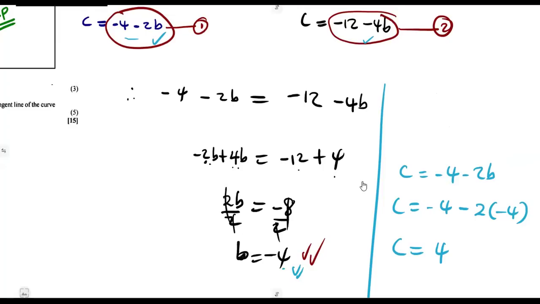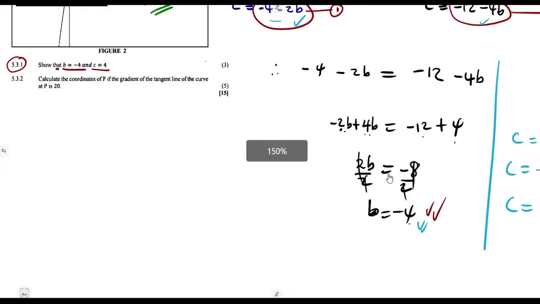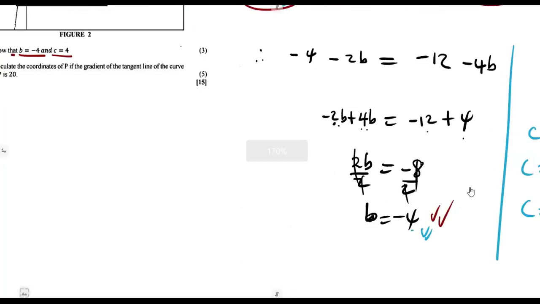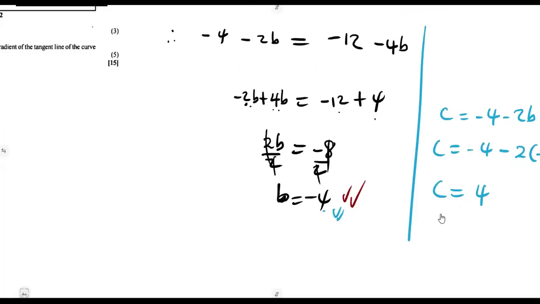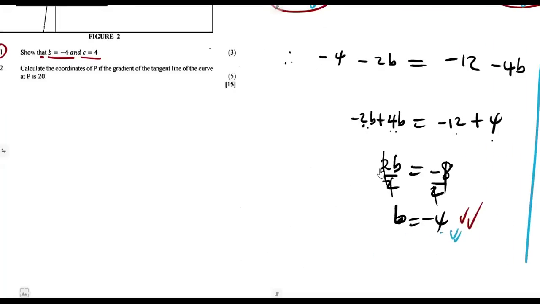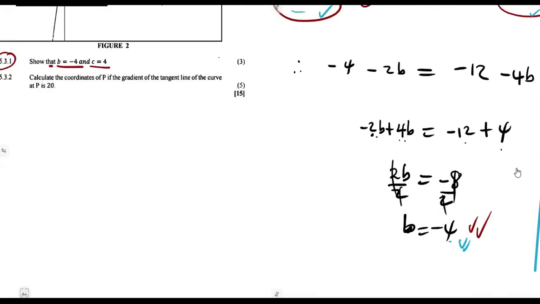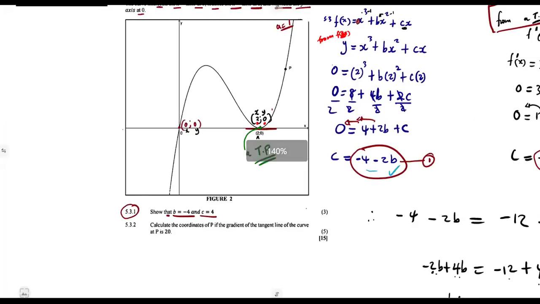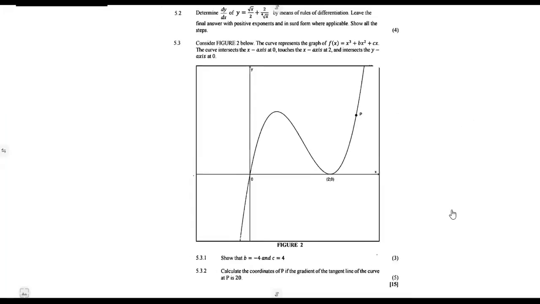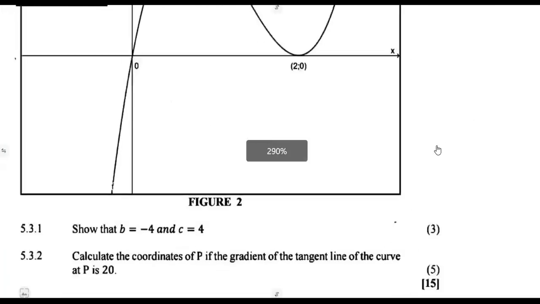So are these the values that were being asked there? Show that b is -4. That is it. C is +4. This is what we have. So these are the values, guys, of b and c. All right. Just like a follow-up, because you are given like, so they said show. That is why they give some few marks there.